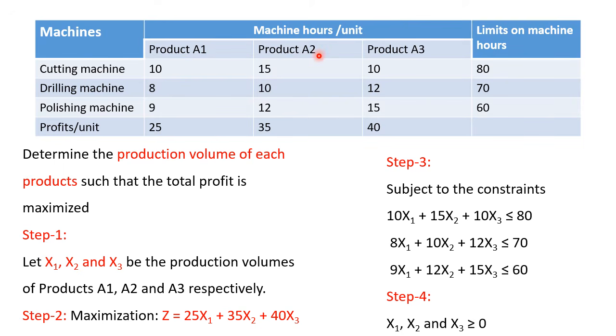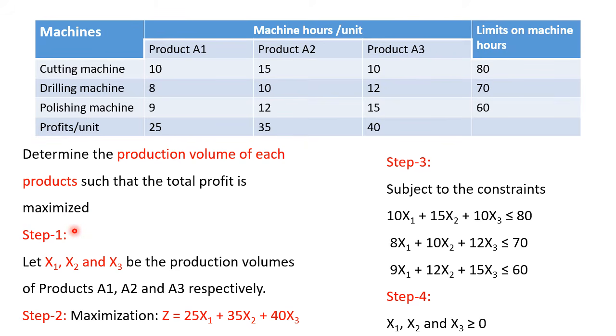And product A2 requires 15, 10, and 12 hours from cutting, drilling, and polishing respectively, and we can make $35 or 35 birr by selling a single item of A2. And the same is for product A3. And the limited resources are the time available for each machine: the cutting machine, drilling machine, and polishing machine. For the cutting machine, we have only 80 hours, drilling machine 70 hours, polishing machine 60 hours.